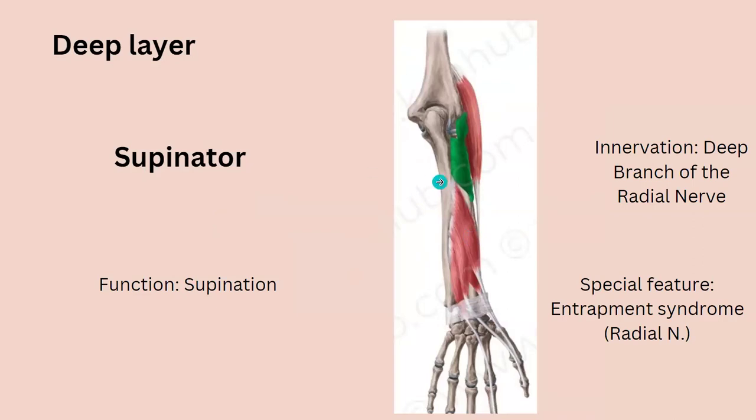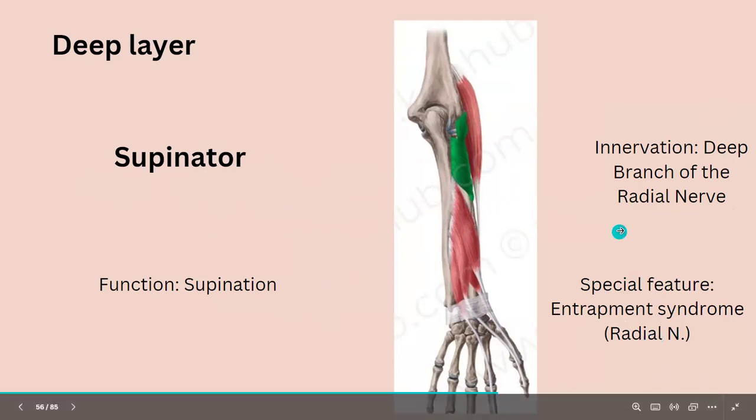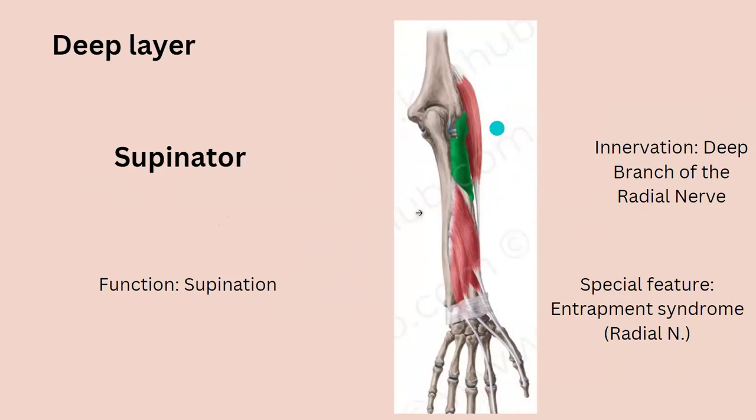Now, firstly, we have the supinator muscle. From its name, this is really simple. It sits right here, and it functions to supinate. Innervation, just like we discussed, is the deep branch of the radial nerve. Now, a special feature of the supinator muscle is entrapment syndrome, although the nerve that is affected is the radial nerve, which makes sense since the supinator muscle sits in the posterior compartment and is innervated by the deep branch of the radial nerve. So it makes sense that if anything goes wrong with the muscle, the nerve supplying that muscle would get affected.